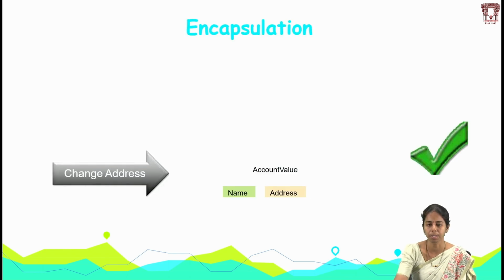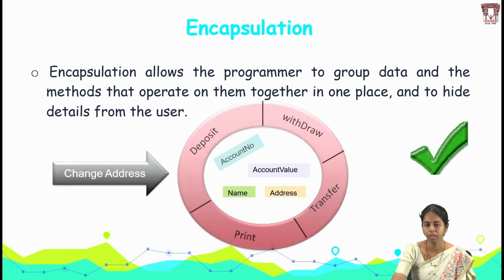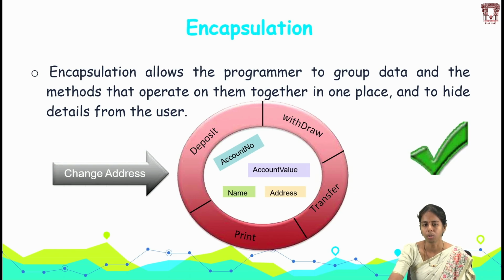The next is encapsulation. In encapsulation, we group data into a single unit. Here we take the example of an account. Inside that account we have the name, address, deposits, withdrawals, and everything in a single unit. When you change some address value, all the other details remain the same, and the change is maintained in a single unit of the class.